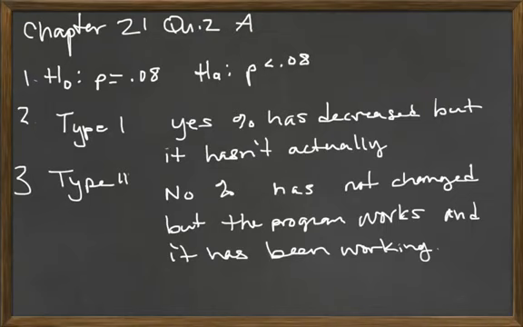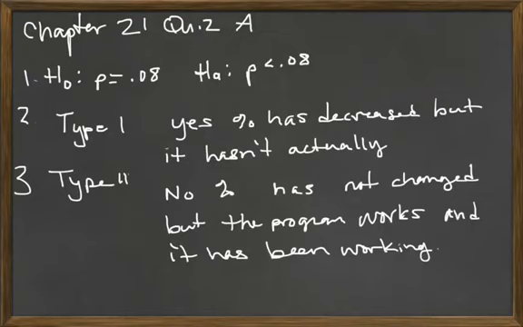It's still 8%. Type 2 error, they're going to say, no, it's not working, so we're going to cancel the program, and they would miss an opportunity that they could decrease their rate of defective chips. Okay? I didn't write that down, but I don't really have a lot of space.